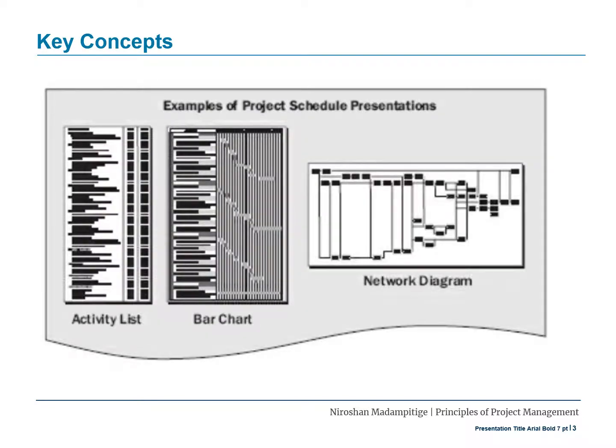Now what you see on screen are some examples of project schedule presentations. On the left, what you see is an activity list that will list all the activities of your project. In the middle, a bar chart. Together with your activity list, it will also show a bar chart representing the timeline for each and every activity. On the right, what you see is called a network diagram.